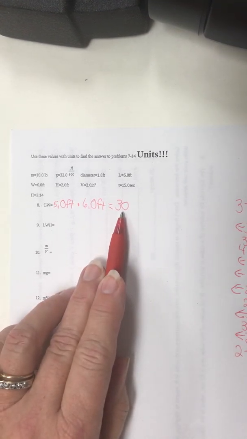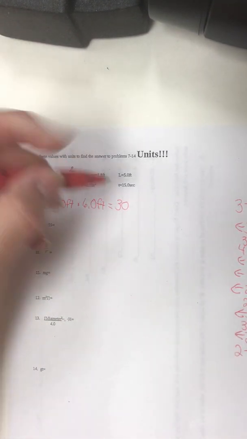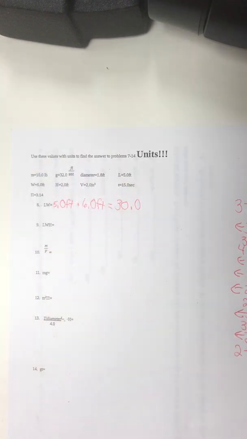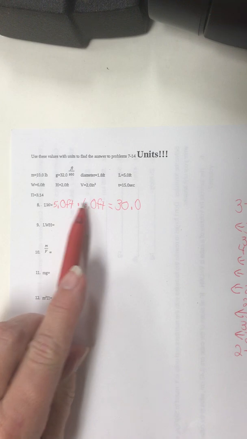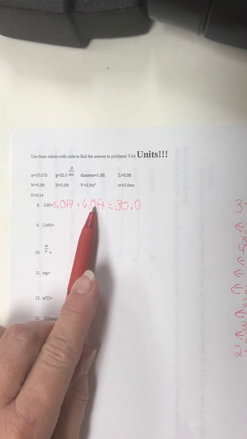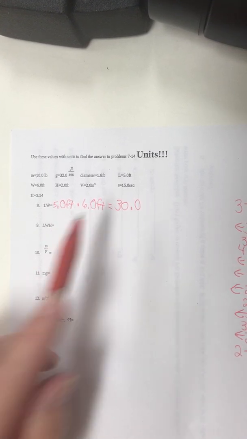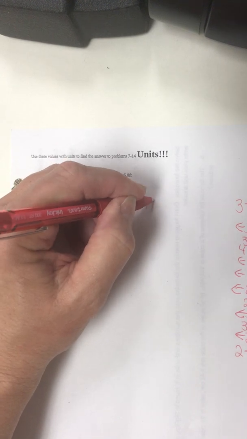The problem is I don't have 1 decimal place. I need to add a decimal place, because again, that reflects how accurately I measured in my problem. Feet times feet would be feet squared, or square feet.